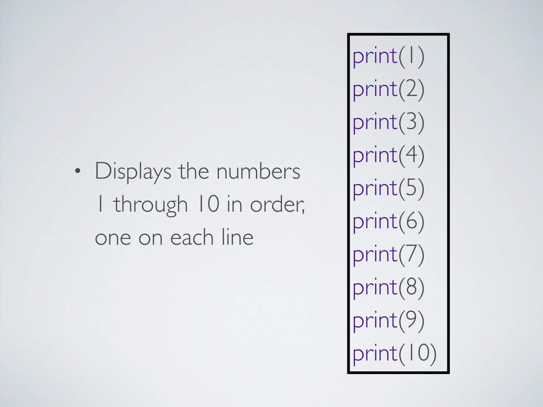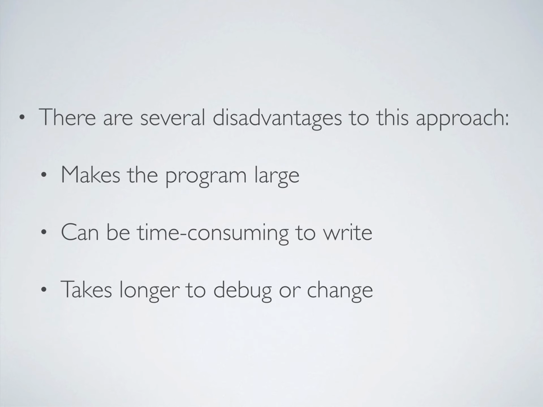So let's talk about why we are going to use loops at all. So this example is a kind of silly program. It has a bunch of print statements and it will display the numbers 1 through 10 in order, 1 on each line. That said, while that will work, there are several reasons why you maybe shouldn't do that. One, it makes the program really large, right? That had 10 print lines. What if you wanted to print 10,000 numbers one at a time, one per line for some reason, right? Your program would start to get really large really fast.